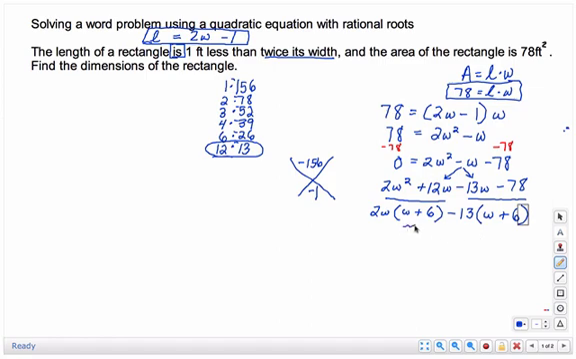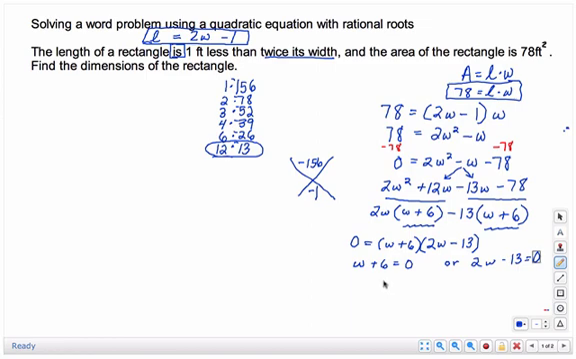So remember, we're just continuing this process, and both of these are w plus 6's, so I'm common factoring out w plus 6 from both of those values. If I take out a w plus 6 over here, it leaves me with 2w. And then when I take out this w plus 6, it leaves me with the minus 13. And there's my two factors. It's equal to 0. Now we set each of these factors equal to 0, so w plus 6 equals 0, or 2w minus 13 equals 0.